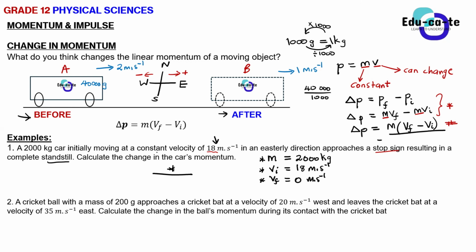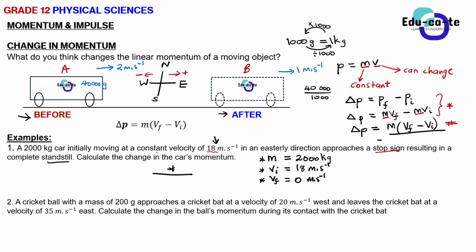A cricket ball with a mass of 200 grams approaches a cricket bat at a velocity of 20 meters per second west and leaves the cricket bat at a velocity of 35 meters per second east. Calculate the change in the ball's momentum during its contact with the cricket bat.